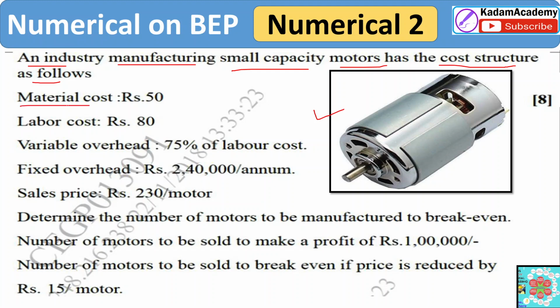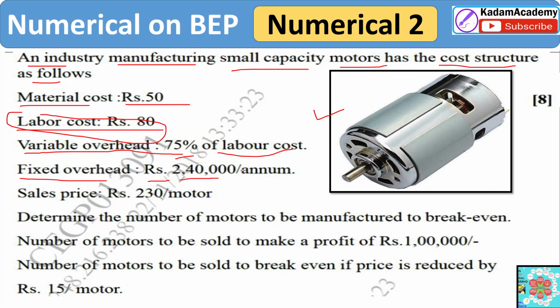Material cost is 50 rupees for each. Labor cost is 80 rupees. Variable overhead is 75% of what? 75% of the labor cost. Fixed overhead: what is the amount? Rupees 2.4 lakhs, that is 2,40,000 per annum. Sales price: this motor has a sales price of 230 per motor.